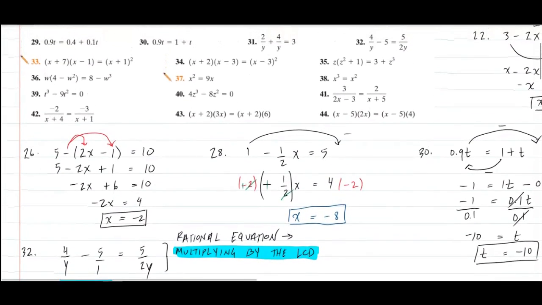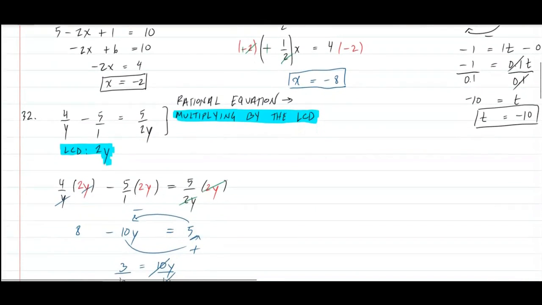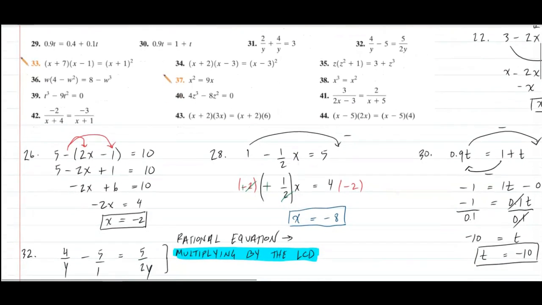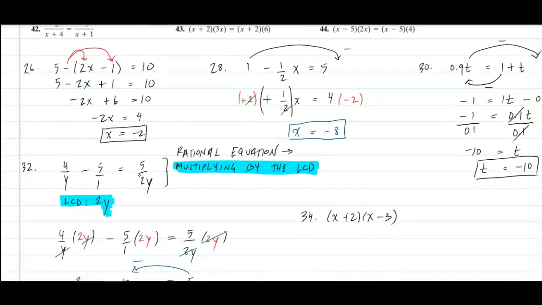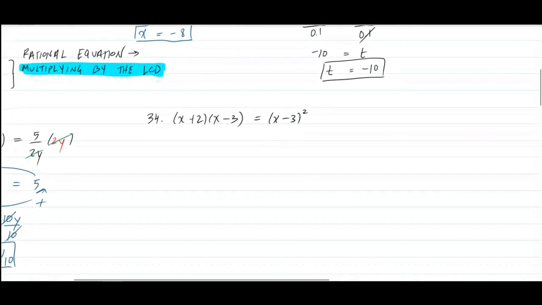Now we're going to try number 34. Number 34 says x plus 2 times x minus 3. Let me write it over here. x plus 2 times x minus 3, and that is equal to x minus 3 whole squared. All right, so you are coming shortly after a lesson where we had these formulas that we established.